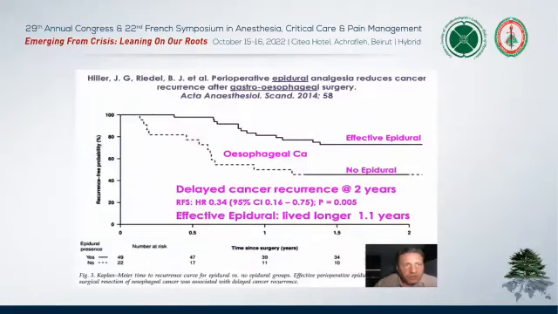Jonathan Hiller and Bernard Riedel also looked at outcomes with the Ivor Lewis surgery for esophageal cancer at a single center in the UK. They used thoracic epidurals, and they described them as effective epidurals if they were left in situ for at least 36 hours without any opioid supplementation. And having an effective epidural resulted in a significantly delayed cancer recurrence of 2 years, and the effective epidural group actually lived 1.1 years longer.